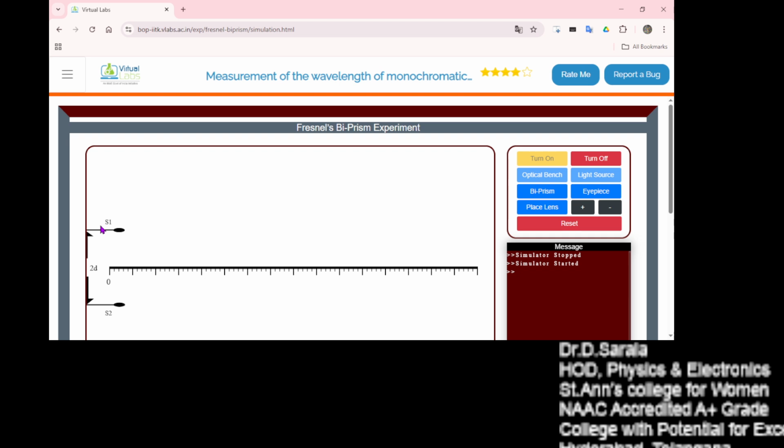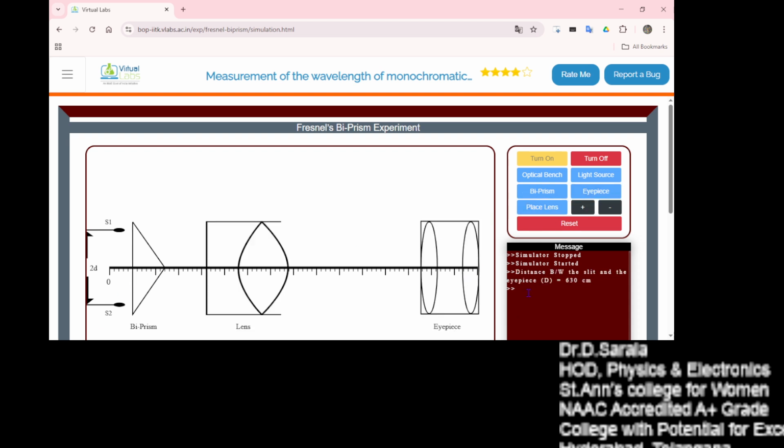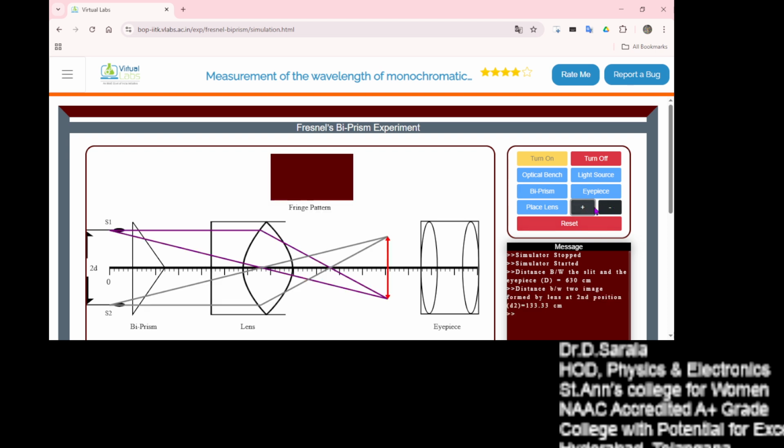There are two coherent sources, S1 and S2, which are the two rays which emerged from this biprism. This is your biprism. These two rays which emanate from these two sources enter the biprism. Keep the eyepiece here. Place the lens here. As before, you can increase the distance or decrease the distance, plus and minus here. And by adjusting this distance, you are able to see the fringe pattern over here.